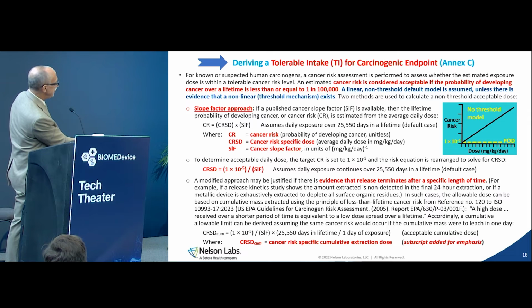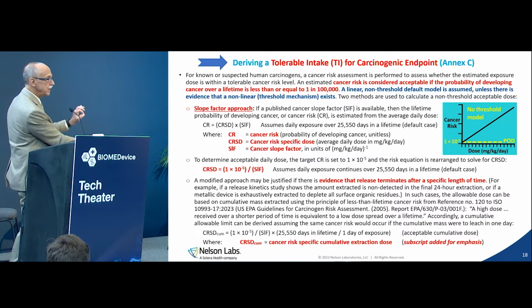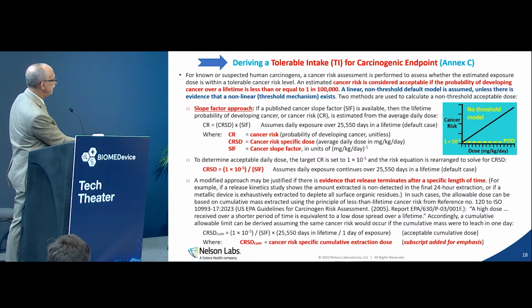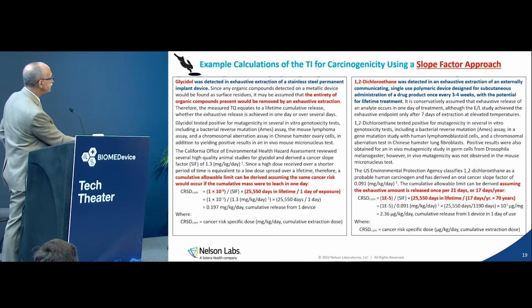And when you do it that way, down at the bottom, you can see cancer risk, specific dose, and added for emphasis is the subscript cumulative, cum, multiplied by 25,000 days in a lifetime divided by 1 day of exposure, if that same dose could be released in 1 day. And essentially what that means is the cancer risk from a dose spread out over a lifetime is the same as if you got all that dose all at once.